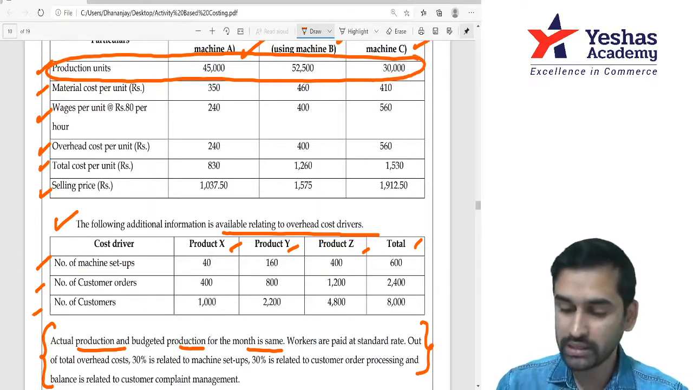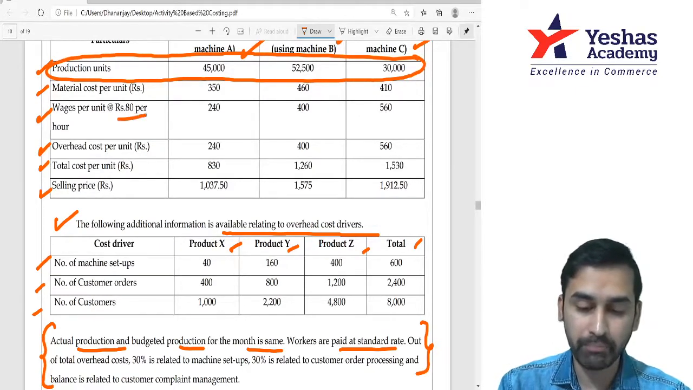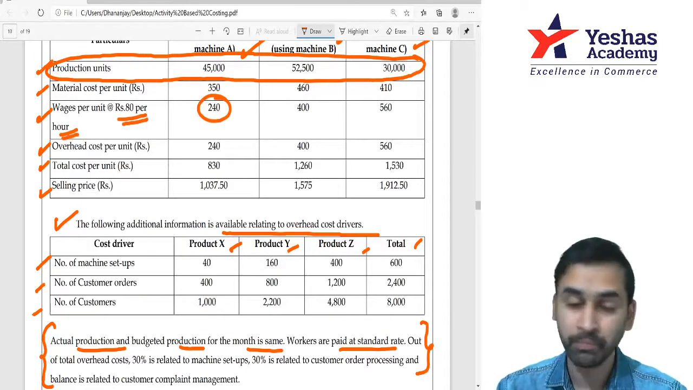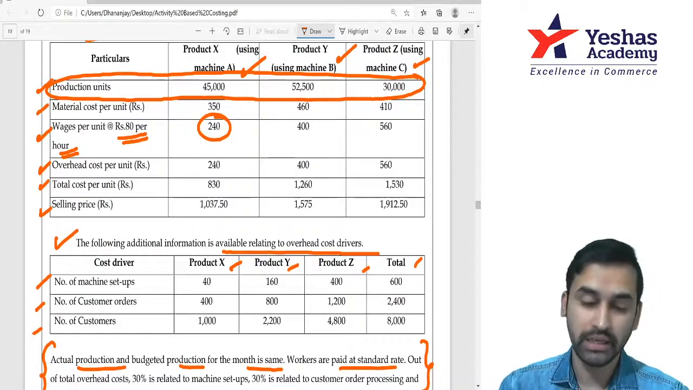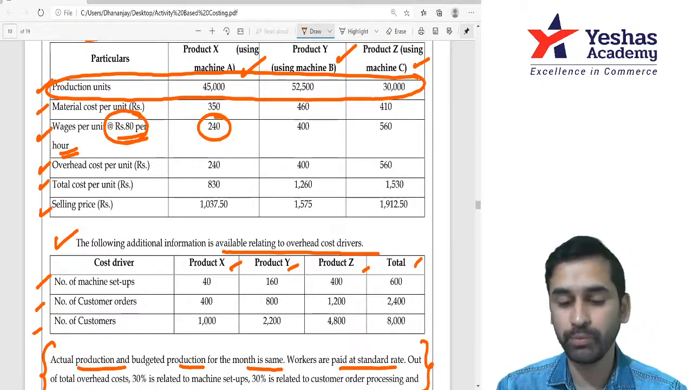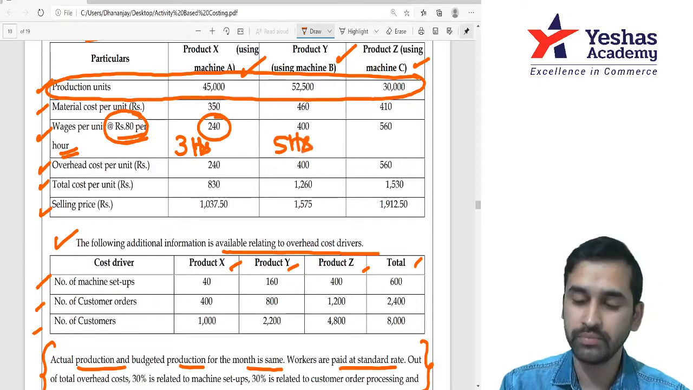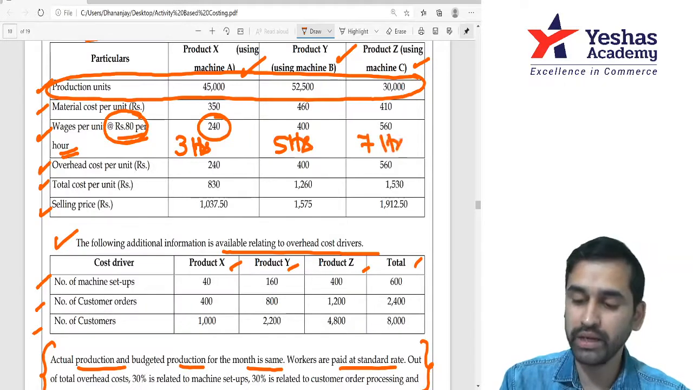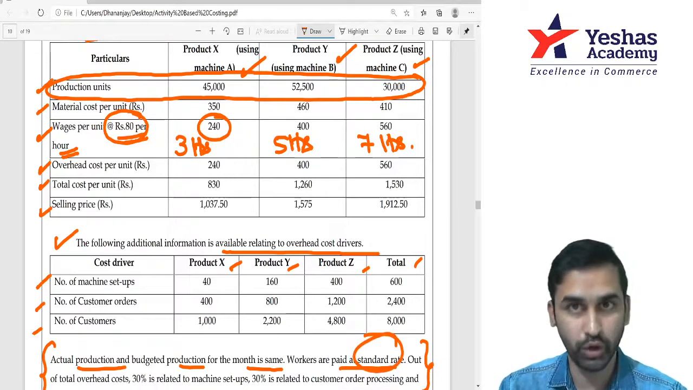Okay. Workers are paid at standard rate. What does it mean? You are paying 80 rupee per hour and overhead is 240 rupees. Please observe. 240 rupee is what you are paying for 1 unit of product X, and salary is standard 80 rupee per hour. That means if you do 240 by 80, you will get 3 hours. 400 by 80, you will get 5 hours. 560 by 80, 7 hours. That means you can find out time like this, because I said 80 is standard to everybody. See here. Are you following?